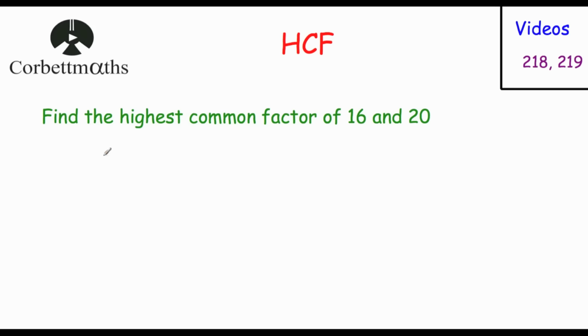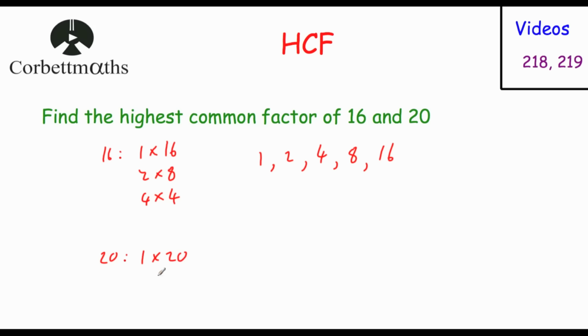So let's consider 16. So 16 is equal to 1 times 16, 2 times 8, and 4 times 4. So the factors of 16 are 1, 2, 4, 8, and 16. And if we consider 20, well, 20 is equal to 1 times 20, 2 times 10, and 4 times 5. So the factors of 20 are 1, 2, 4, 5, 10, and 20.